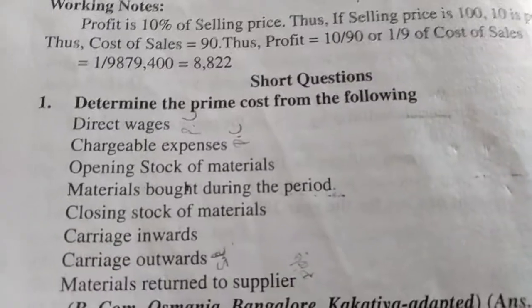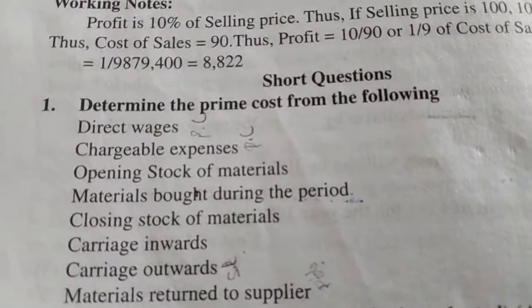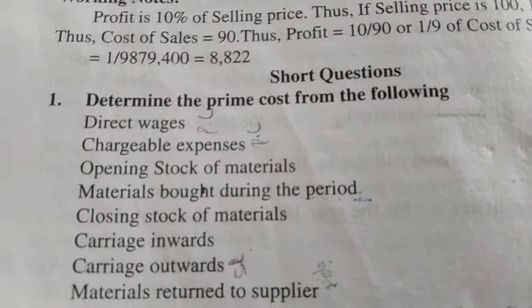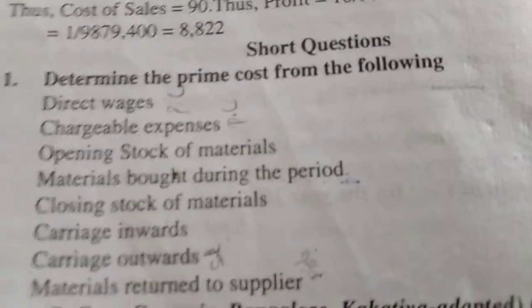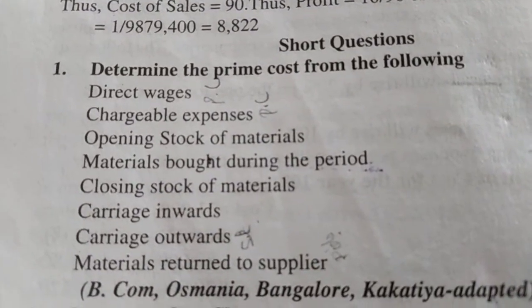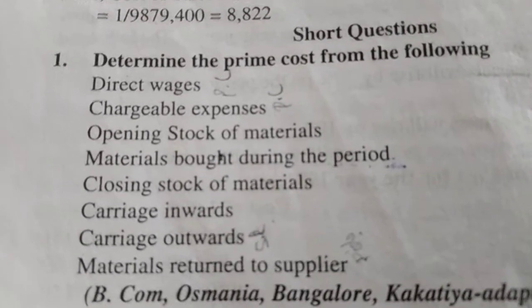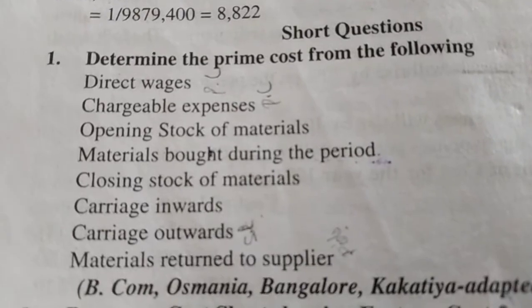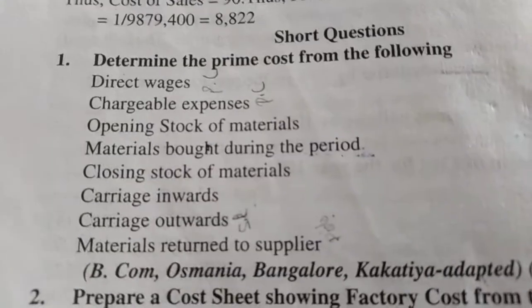So see here what has been given. Determine the prime cost from the following. Here we have to calculate the prime cost. He has given direct wages, chargeable expenses, opening stock of raw material, materials bought during the period, closing stock of material, carriage inwards, carriage outwards, and materials returned to supplier.